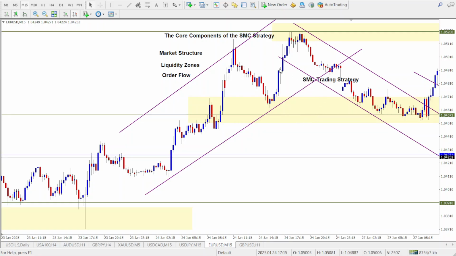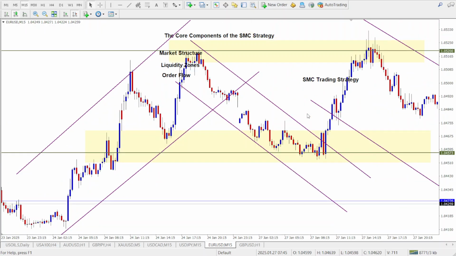It's easy to get excited when you see a liquidity zone, right? But chasing after these zones without proper analysis can lead to poor trades. Always wait for the confirmation before entering the market. Okay. Look for clear price action signals or a break of market structure before you pull the trigger.